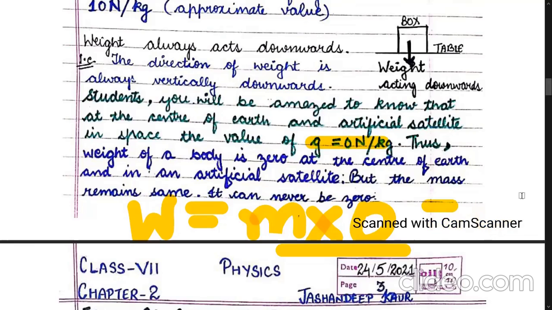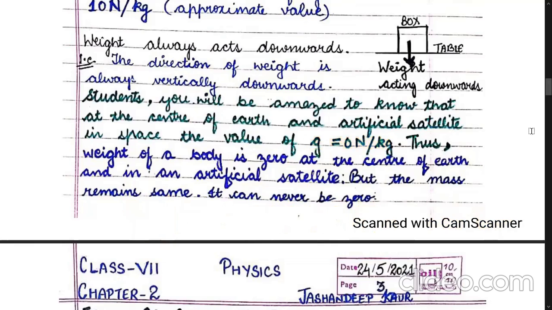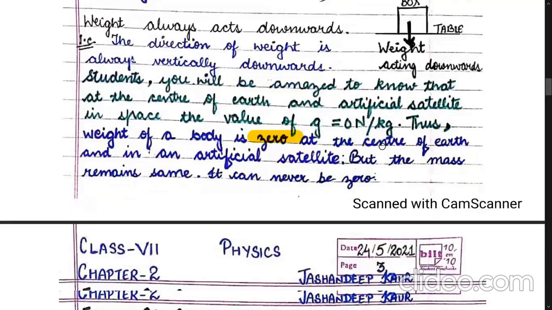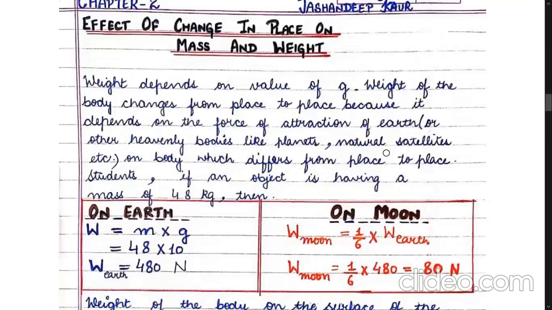Something multiplied by 0 is 0. So children, at the center of Earth and even on the artificial satellite in space, if we measure your weight, it will come out to be 0 newtons. But your mass will remain the same. Mass can never be 0. It is the matter contained in a body, and it remains the same whatever it was on Earth, and it will remain the same wherever you go. But weight can be 0.